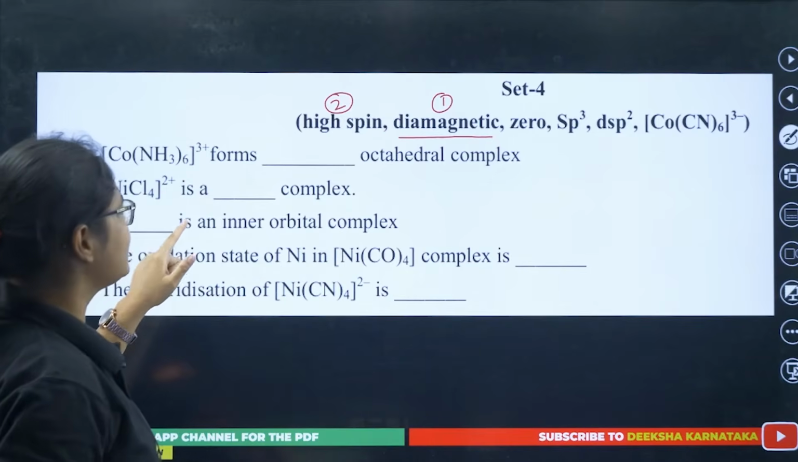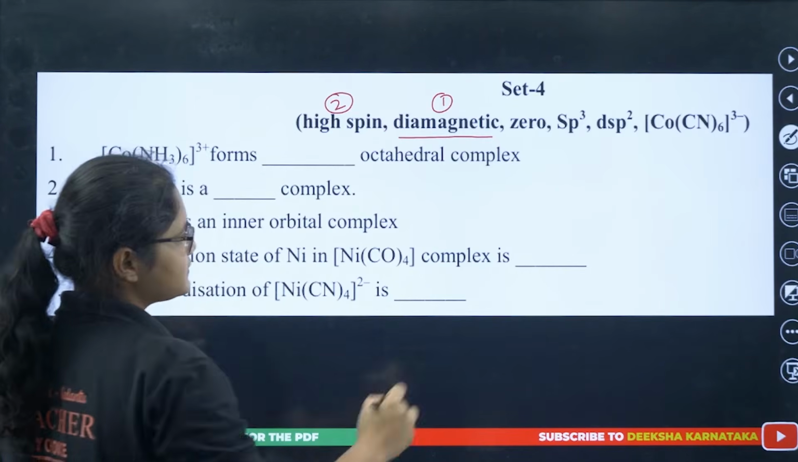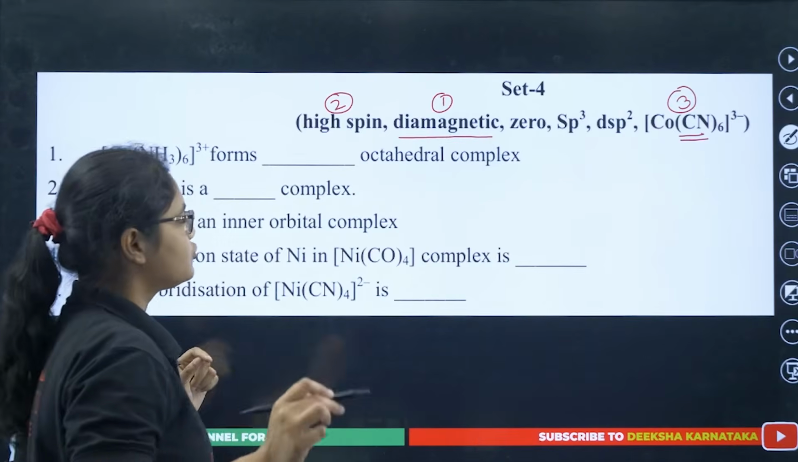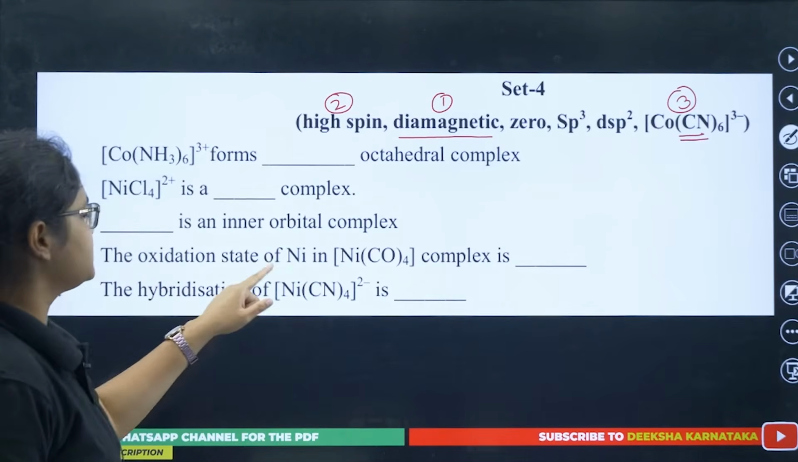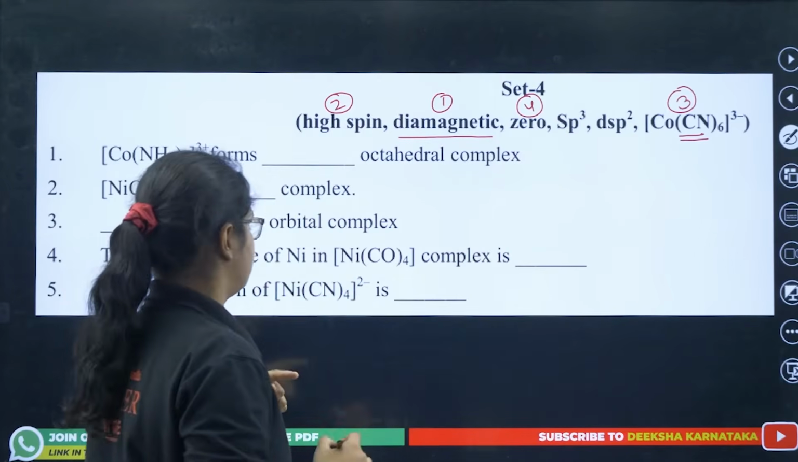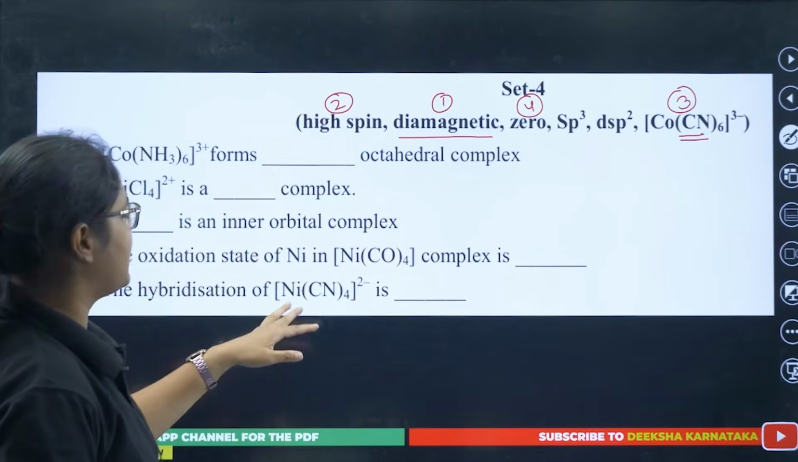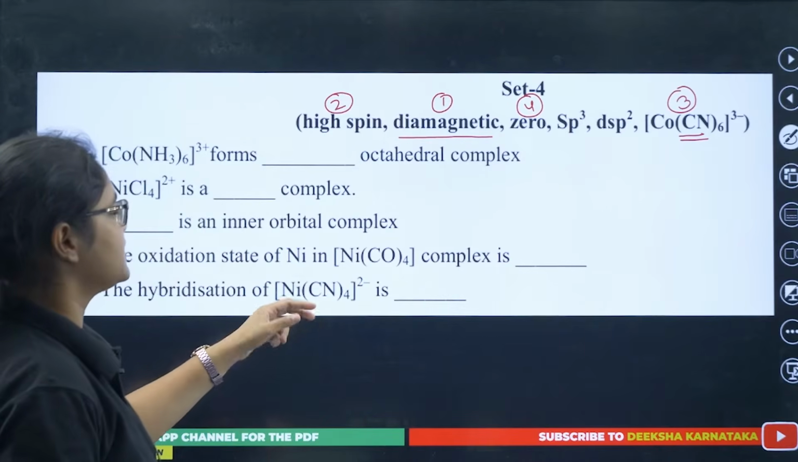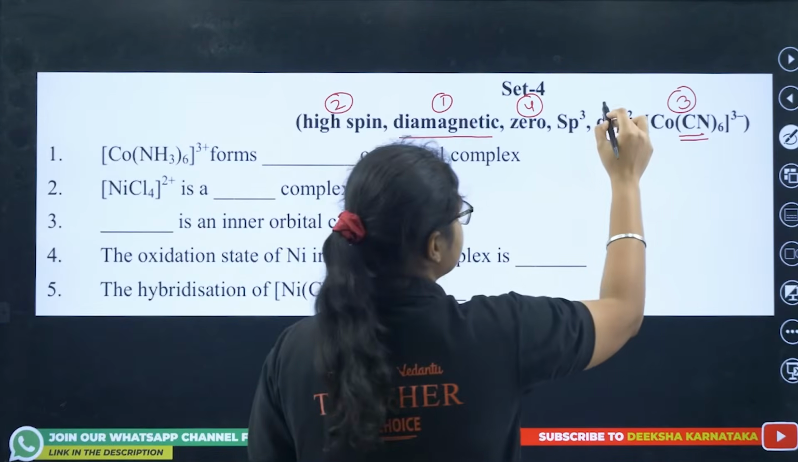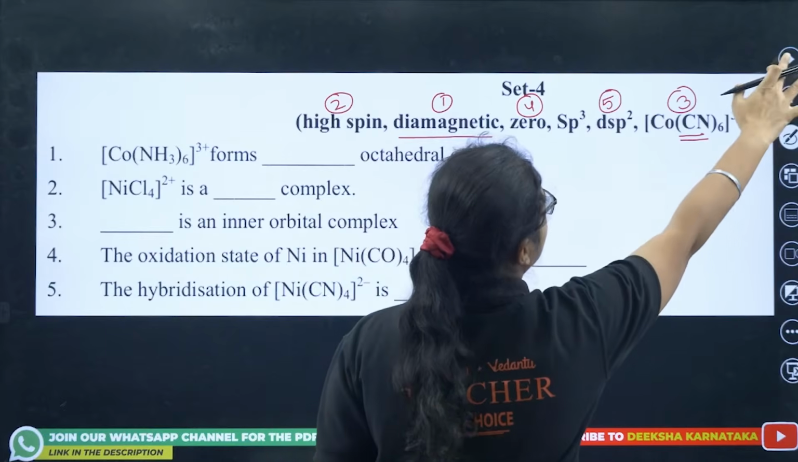Next, which is an inner orbital complex? This one will be an inner orbital complex because I have a strong field ligand. The oxidation state of nickel in this compound is 0, so that is option number 4. The hybridization of Ni(CN)4 2- is dsp2, since it is a strong field ligand.